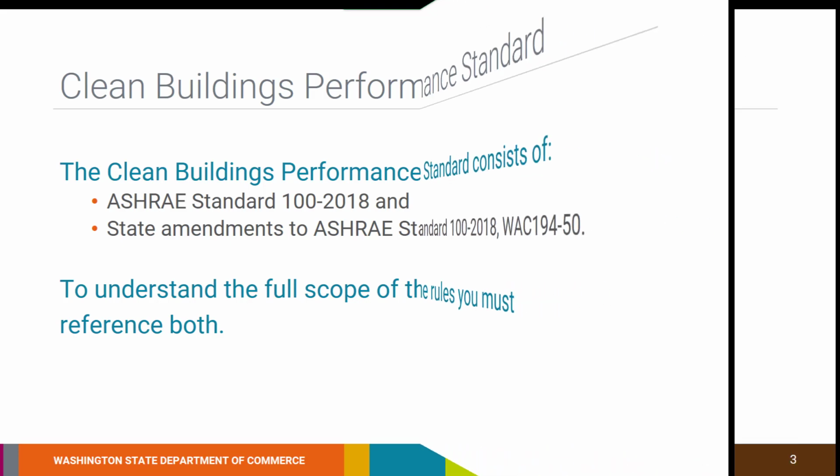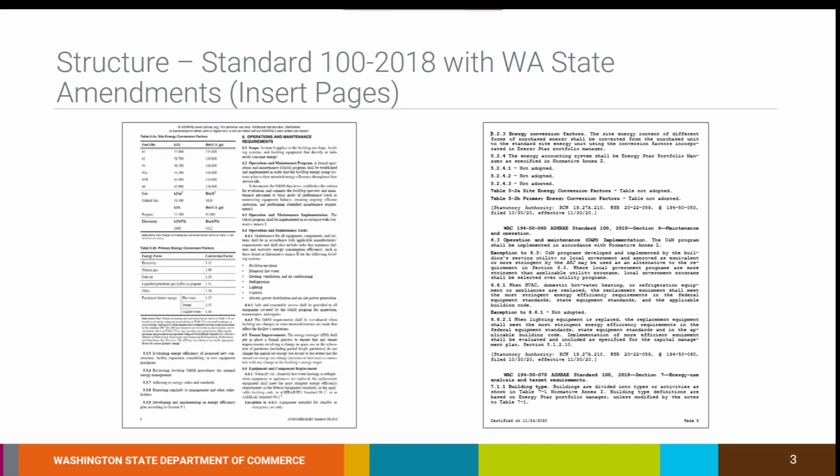As noted in the previous slide, Washington State amendments to ASHRAE Standard 100 for the Clean Buildings Performance Standard are published separately from Standard 100. These amendments are available from the Washington State Legislature as WAC 194-50. They can also be found on the Clean Buildings website.